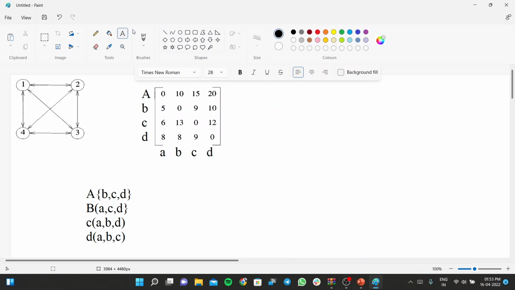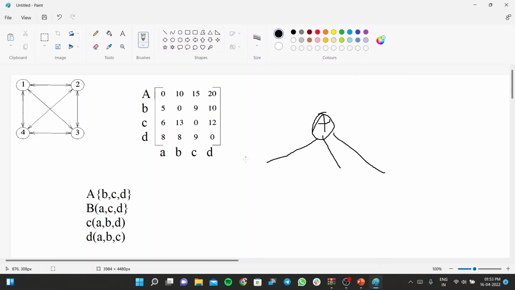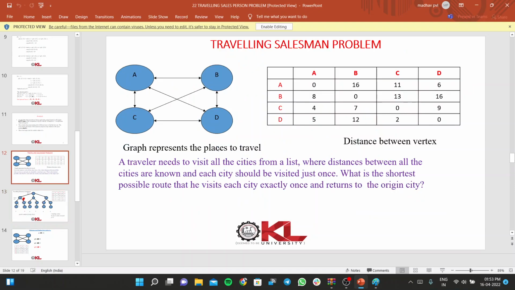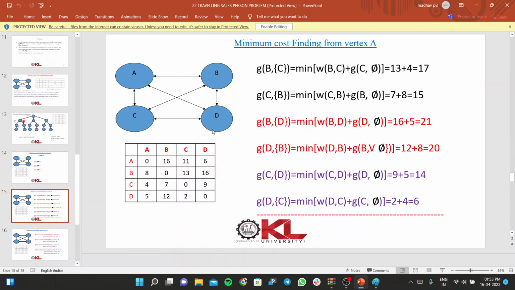So if he touches a here, then he needs to touch b, c, d. After touching b, from b he needs to touch c, d. From c he needs to touch a, d. From d he needs to touch a, b. In this way we just write it out like this and make a solution form. If he touches c, he will touch d. After making this, you just draw it from the base level.